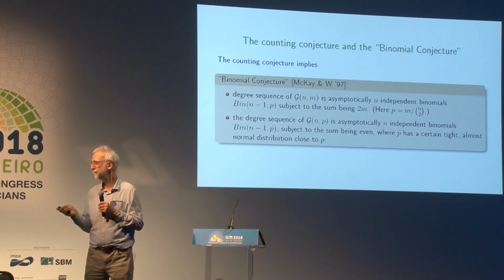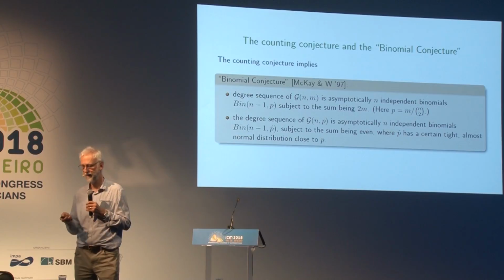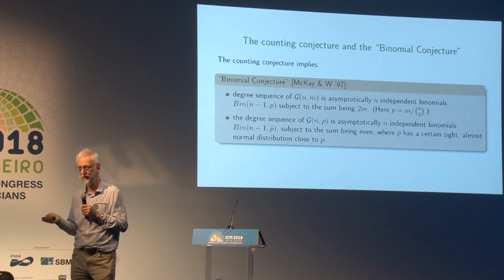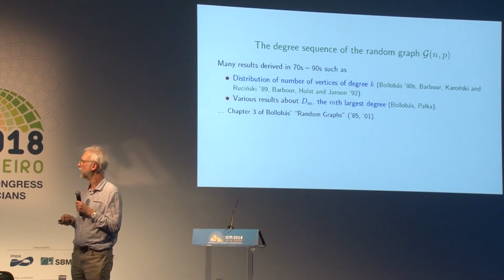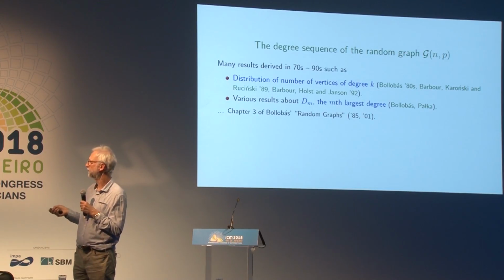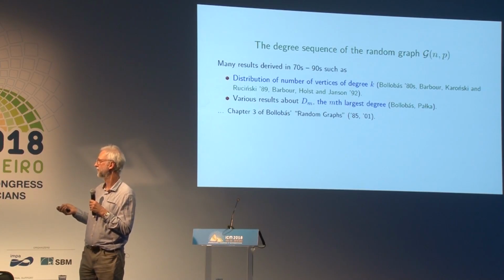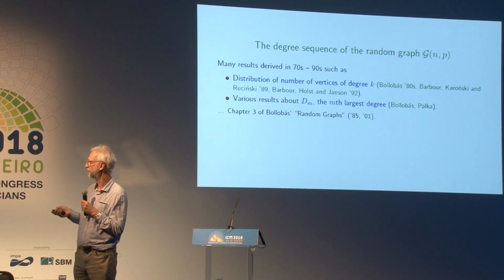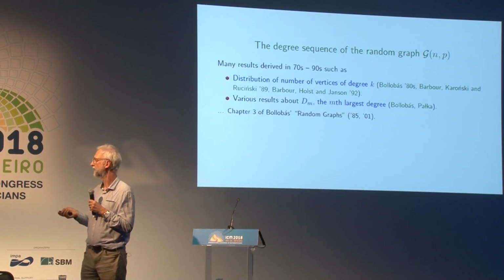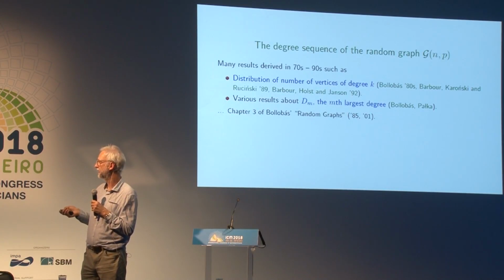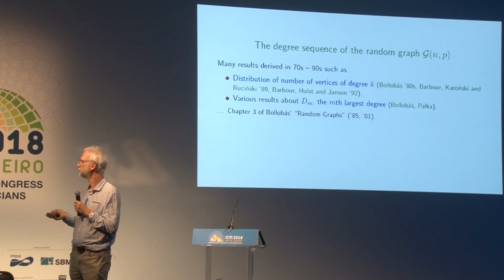And what we did in that old paper was show how you can take care of those features for many sorts of problems. So what sort of results were known for degree sequences of random graphs? Well, the distribution of the number of vertices of degree k was looked at for a couple of decades by various authors, and results about the nth largest degree. For instance, Bollobás's very well-known book on random graphs treats this topic in chapter 3.